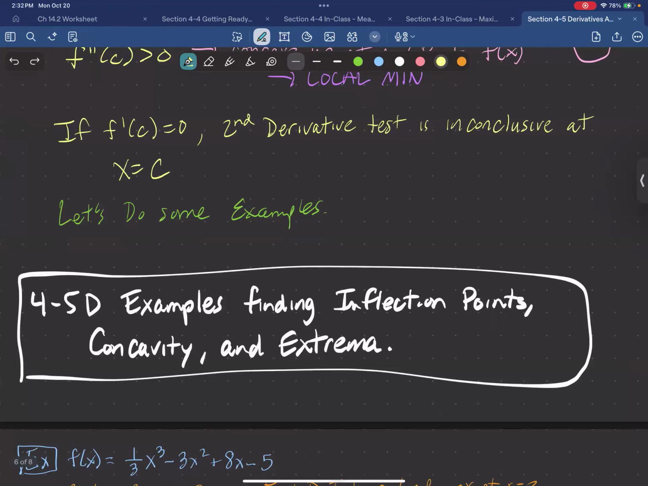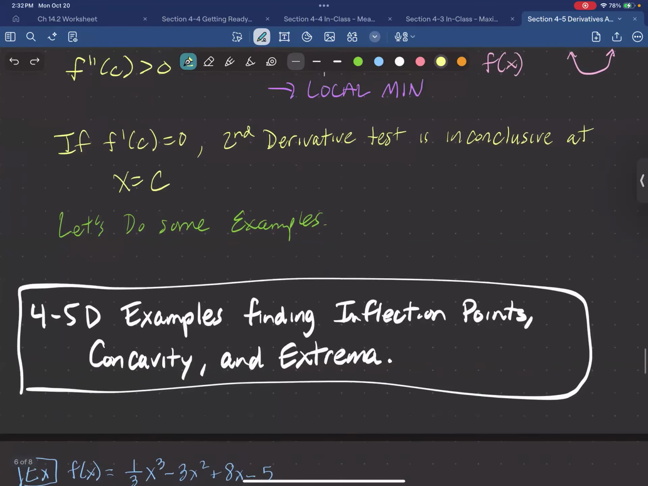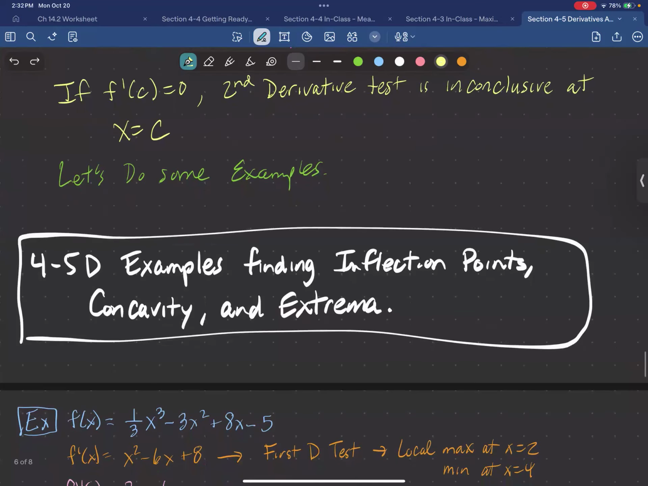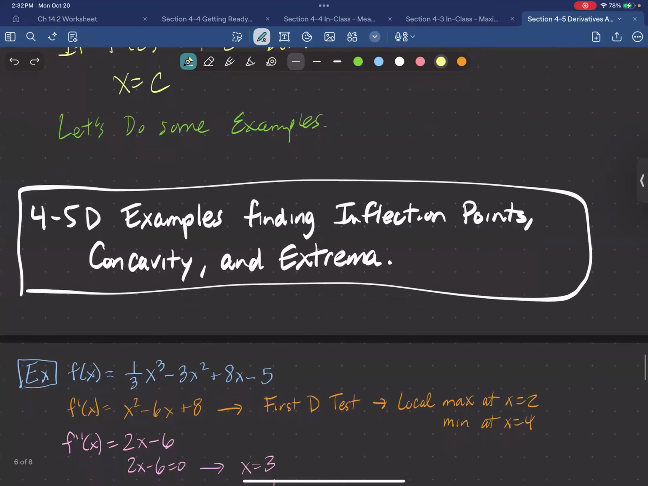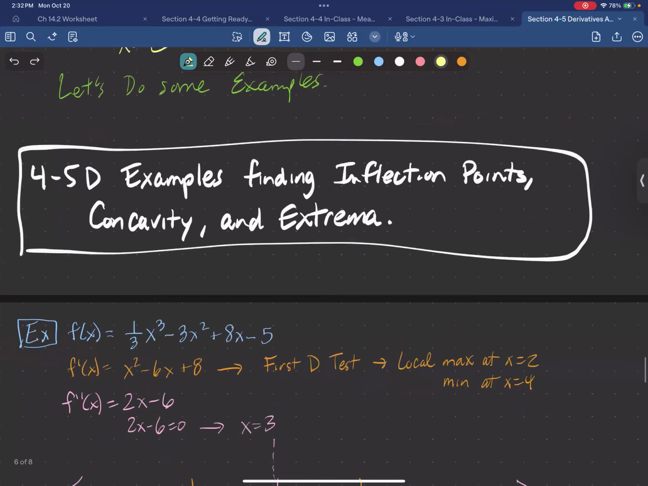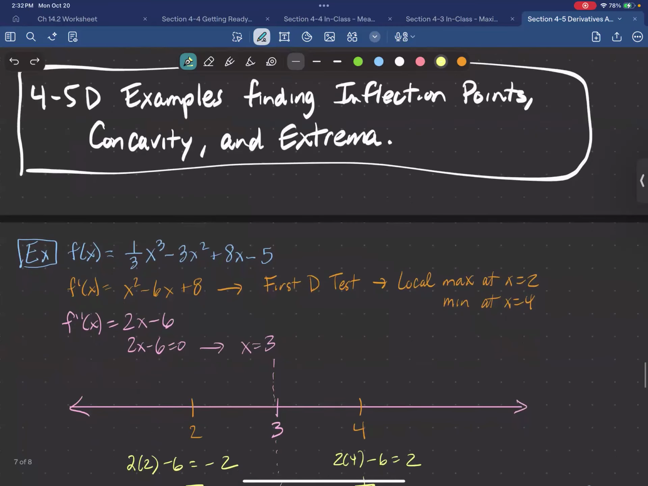So previously, I gave you f of x equals 1/3 x cubed minus 3x squared plus 8x minus 5. Our first derivative test showed us a local max at x equals 2 and a min at x equals 4. If we take the second derivative, we get 2x minus 6. So we're going to take 2x minus 6, set it equal to 0, and we solve, and we'll get x equals 3.